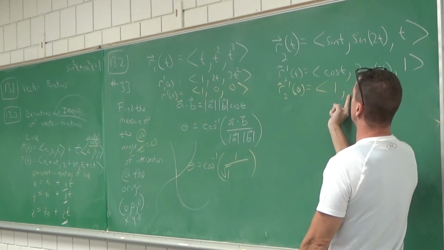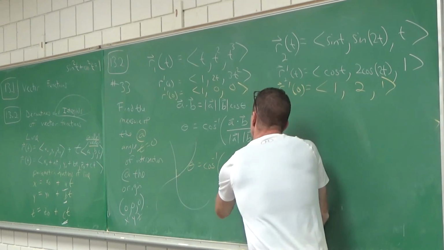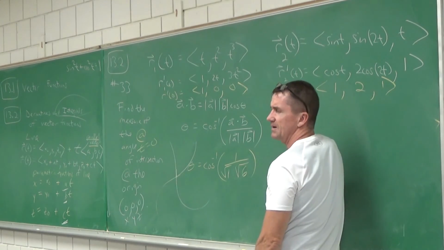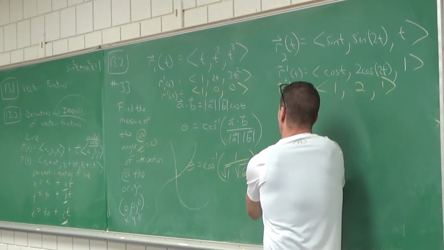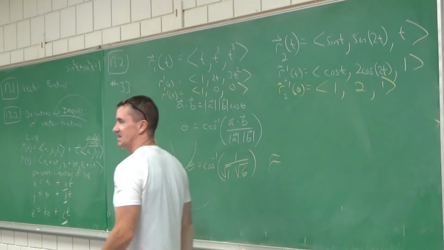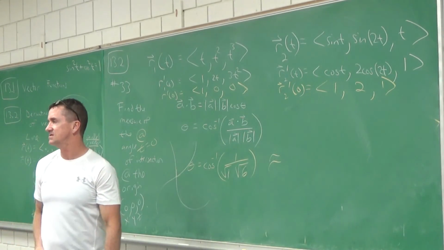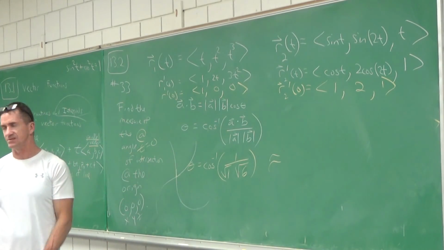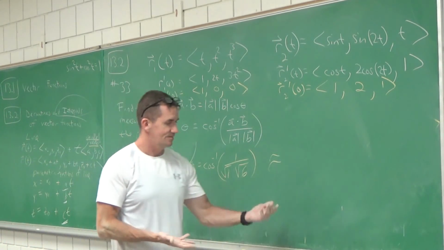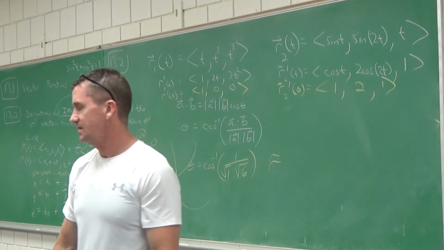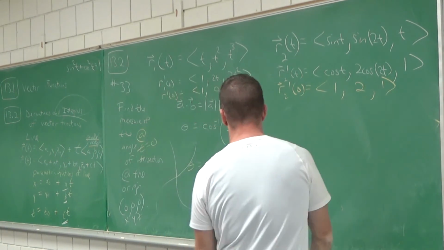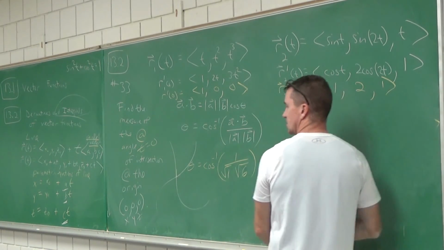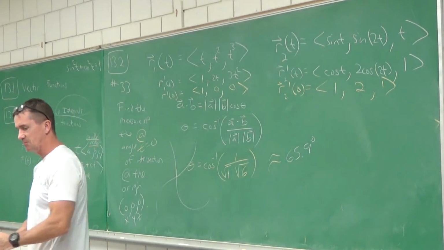What's the magnitude of that vector? 1. What's the magnitude of this vector? 1 squared plus 2 squared plus 1 squared, square root of 6. Does anybody have a calculator handy, just so we can see what this is? Thank you so much, and you can put it in degrees. What's the inverse cosine of 1 over root 6? Super job, everyone. That's 13.1, 13.2.